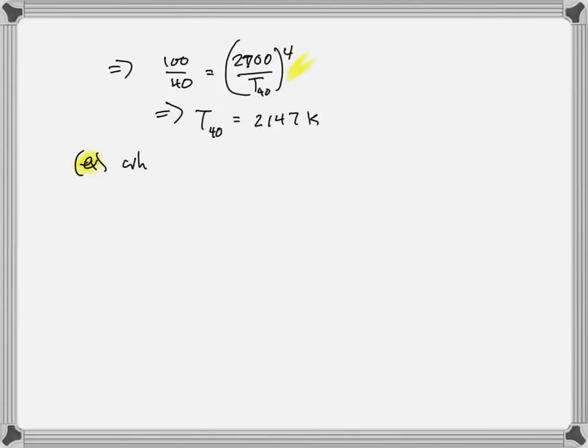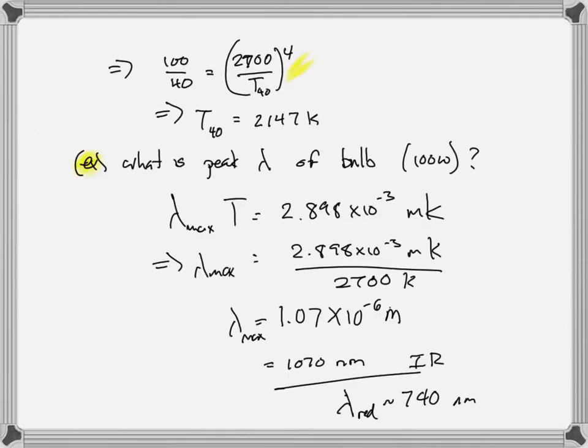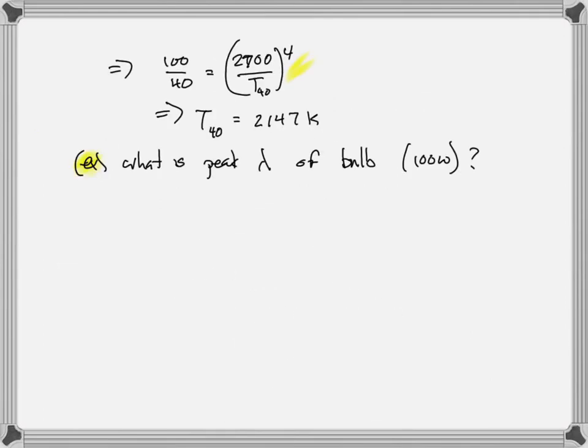All right, so then let's ask about either of those light bulbs: what is the color of the light bulb? What do we mean by the color of the light bulb? Well, the primary color of the light bulb is going to be where the center of that peak is. Remember the peak of the black body radiation curve, right? What I want to know is what is the peak wavelength of the 100-watt light bulb. Okay, so for the peak wavelength, or lambda max, we're just going to use our relationship.